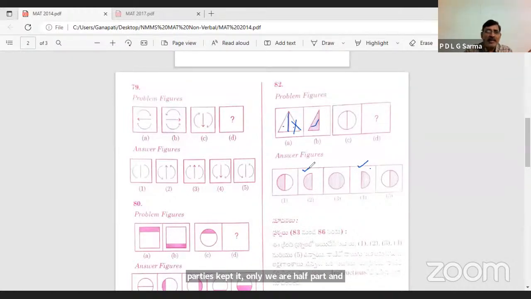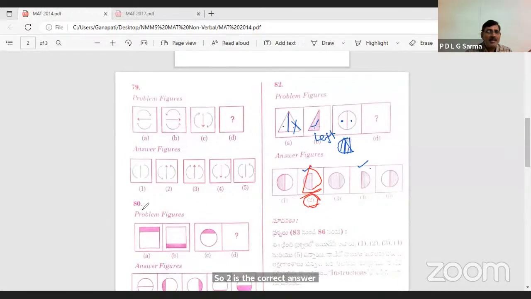So which part is kept? Is it left or right? Even that is important. Here you can see this is left. So the left part is kept and it is shaded. So in the circle also, here you can see there are two parts. Only the left part is to be taken, it will be like this, followed by shading. Now clearly you can observe that this is the correct option which is needed, right? So 2 is the correct answer.